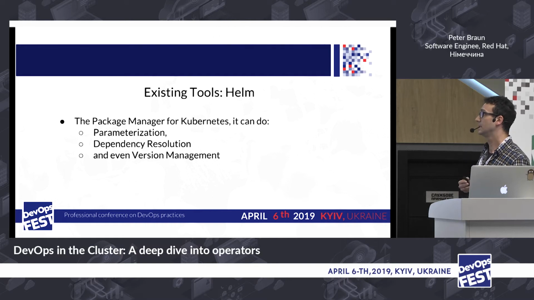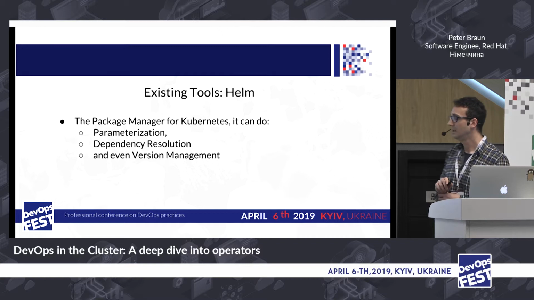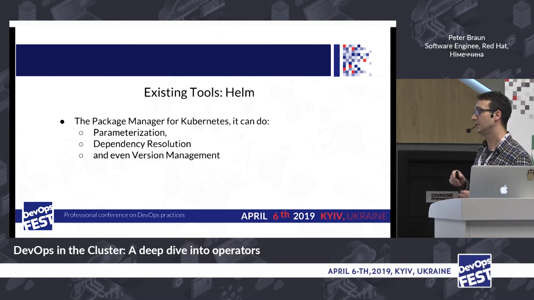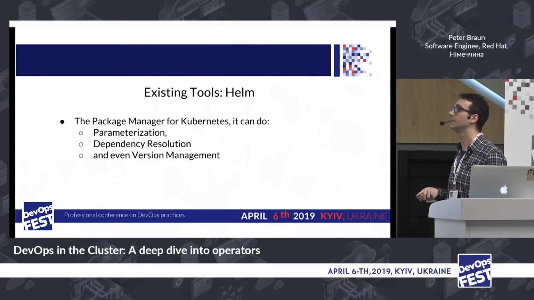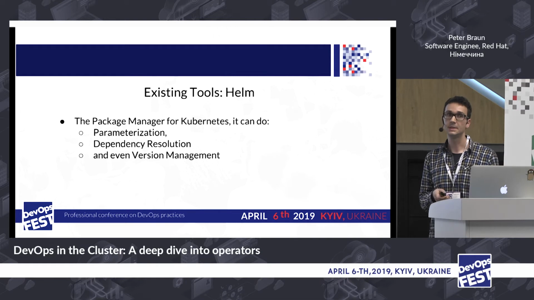Another popular tool is Helm. Helm is a package manager for Kubernetes. It can do parameterization, it has dependency resolution built in, and it can even do version management and automatically update your resources or your services to new versions.